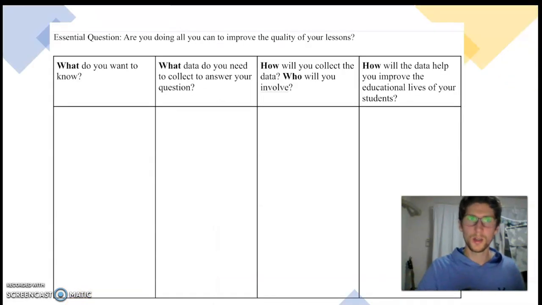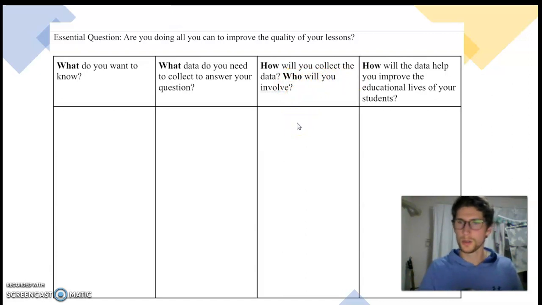Now my organizer is pretty simple. It's just organized into 5 different columns. The first one is, what do you want to know? Simply ask yourself, what do you want to know? And ask a question. What data do you need to collect to answer your question? We learned about demographic, perception, school processes. What kind of data do you need? How will you collect the data, and who will you involve? What stakeholders will you involve?